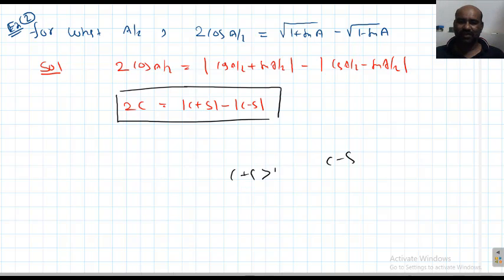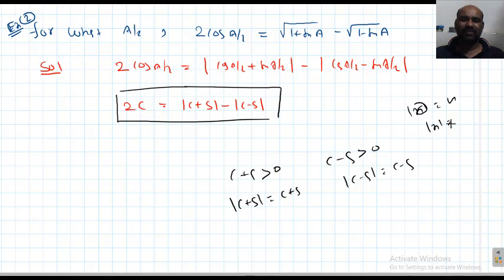So first of all, what is my assumption? I will take both as positive. Both positive means mod of C plus S gives C plus S, and mod of C minus S gives C minus S. Mod of x equals x if x is greater than 0, and mod of x equals minus x if x is less than 0. So substitute as it is here.